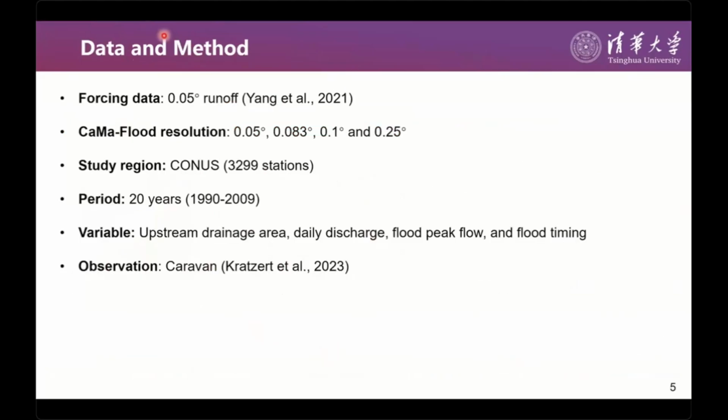In this study, the forcing data we used is the 5-kilometer resolution runoff data developed by Yang, which was generated by the PEAK hydrologic model. This runoff dataset has also been widely used for flood simulations. The runoff data was used to force the CaMa-Flood model to simulate daily discharge in the US from 1990 to 2009. The temporal resolution is daily. We have run CaMa-Flood at these four resolutions. We mainly focus on the upstream drainage area, daily discharge, flood peak flow, and flood timing.